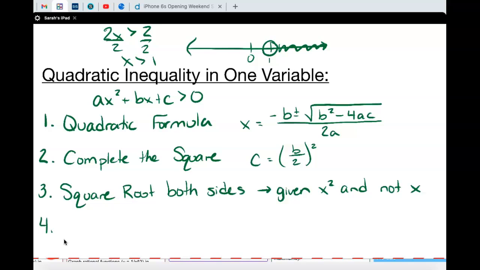We have one more way, which is the very first way we learned how to solve a quadratic. AC? Bam. AC method, or factoring.